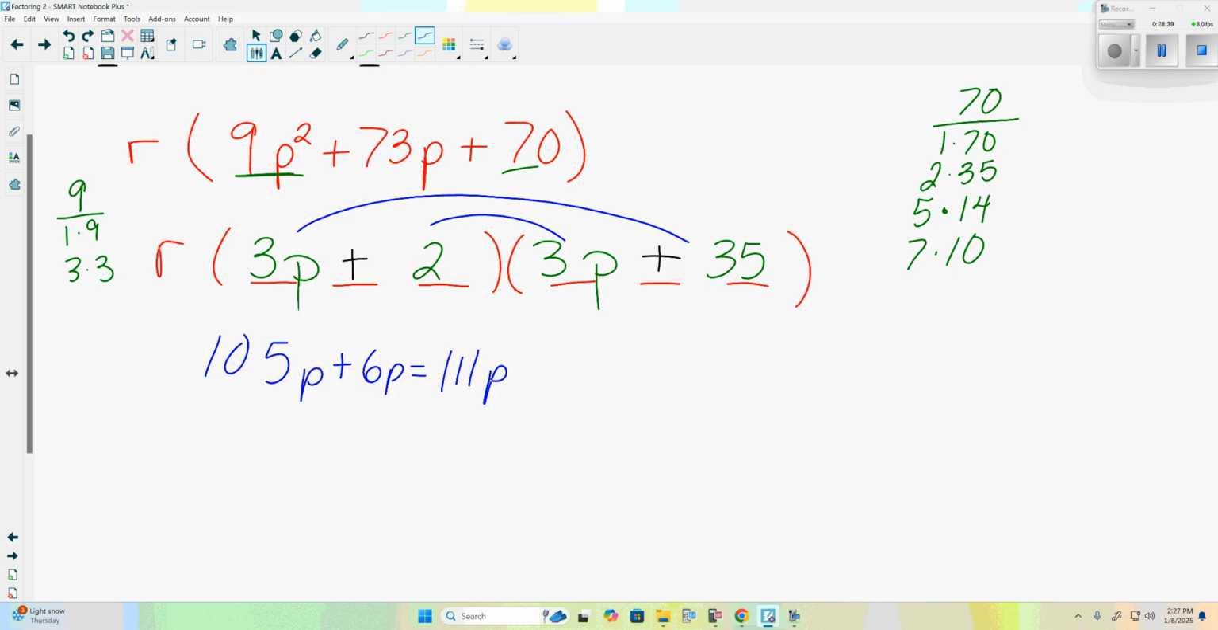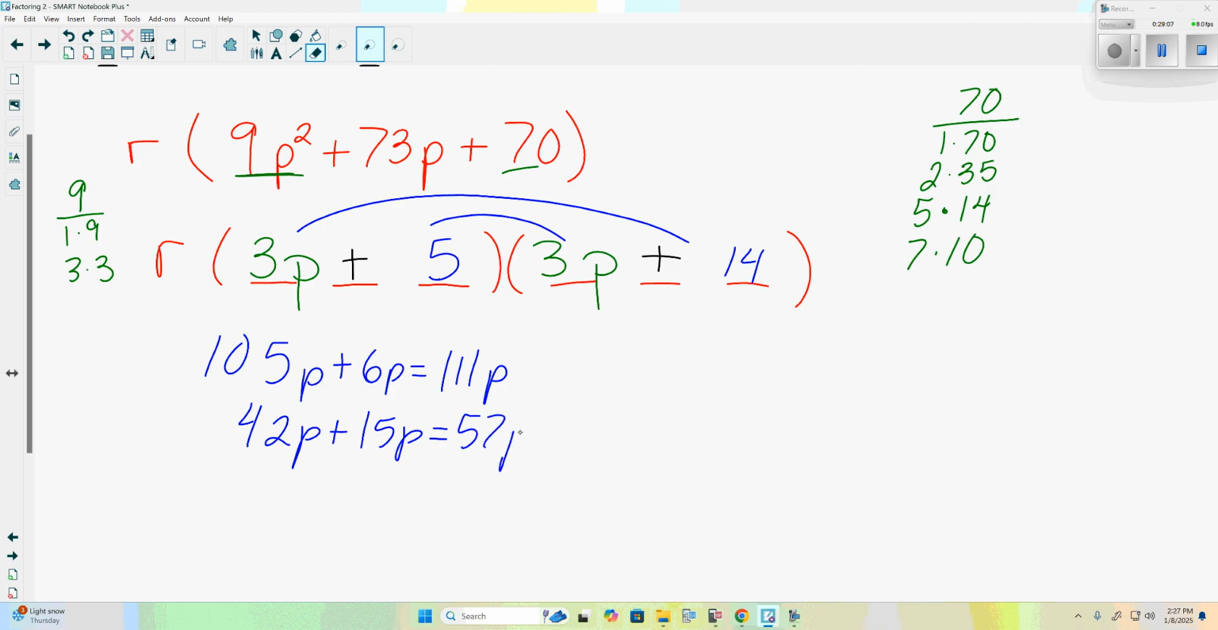I would hold off on that. Not so much because it's not right, but the 1 and 9 is not right. But the 3 and 3, I would just make sure and go through and check the others. Because 1 and 70 ends up giving us too big. 5 and 14. If we try this here, 3p times 14. 2 carry the 1, 42p. Plus 15p is 57p. If we switch the 5 and 14, that doesn't change anything.